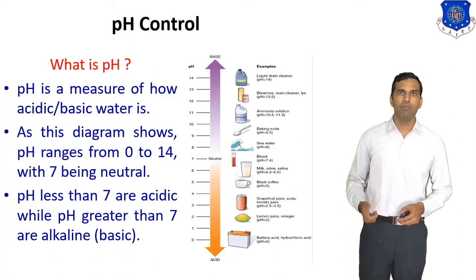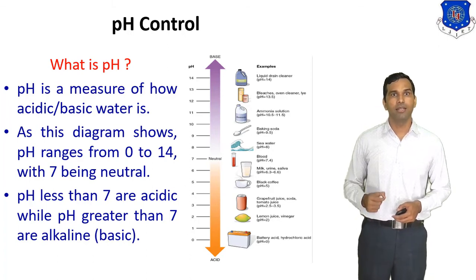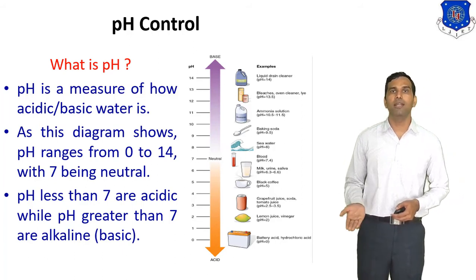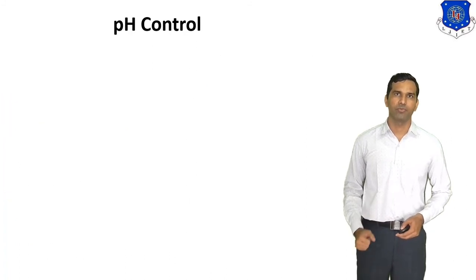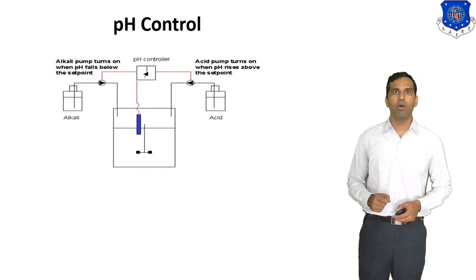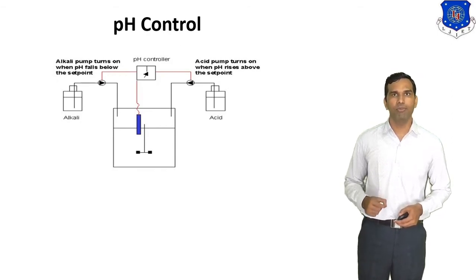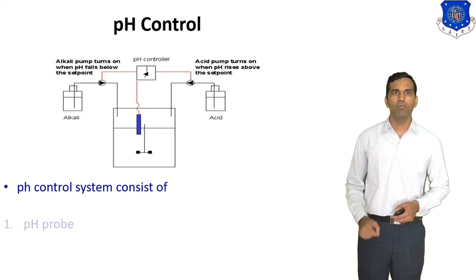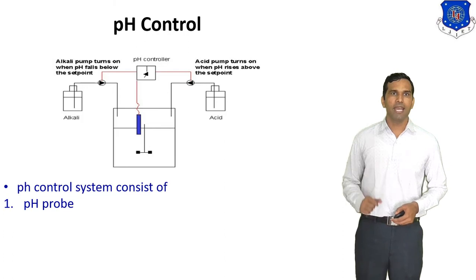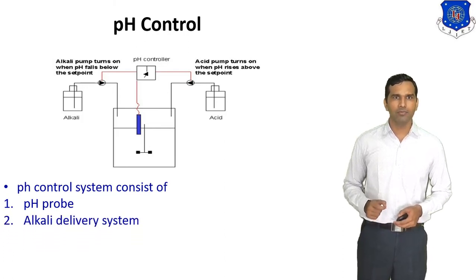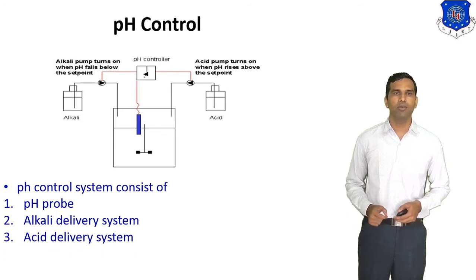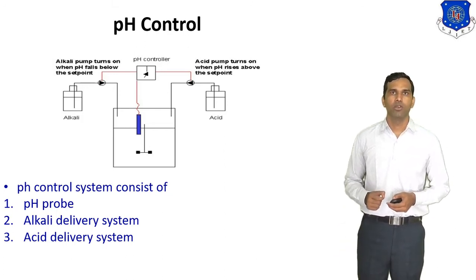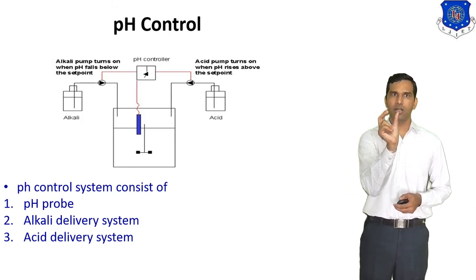That means in water, if the pH level is less than 7, then that water is known as acidic water. And if the pH level is greater than 7, then it is known as basic. Now, this is the simple diagram of measuring or controlling pH in a reactor. Here, the pH control system consists of 3 pieces of equipment. First one is the pH probe. Second one is the alkaline delivery system, and third one is the acid delivery system. So you can see this is the diagram of the pH control system in a reactor. In between them we can see the pH controller.